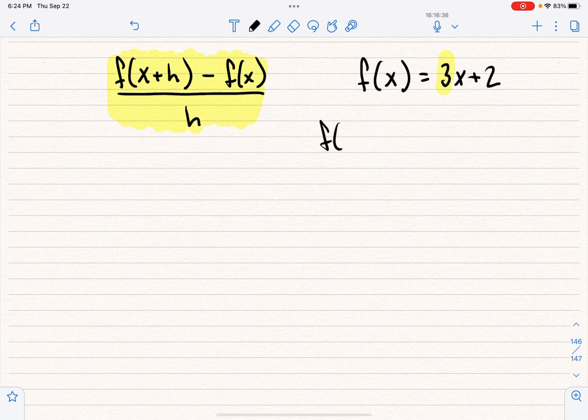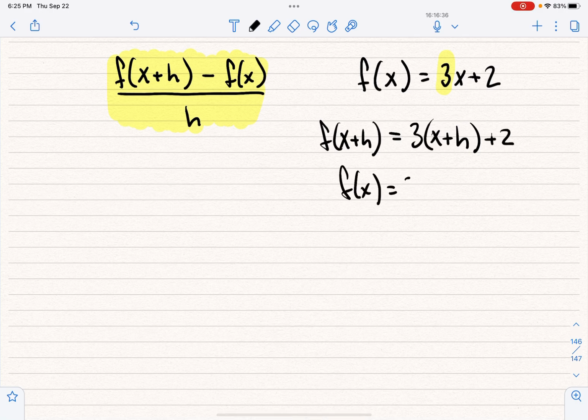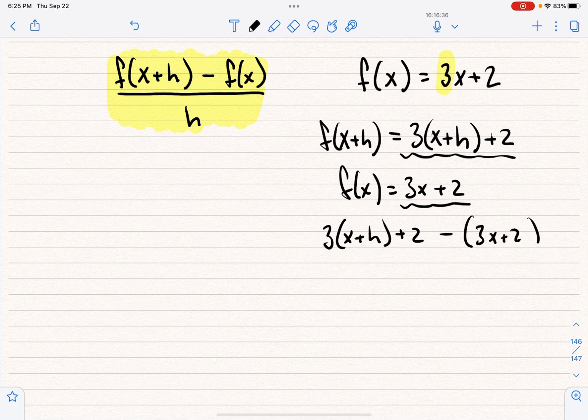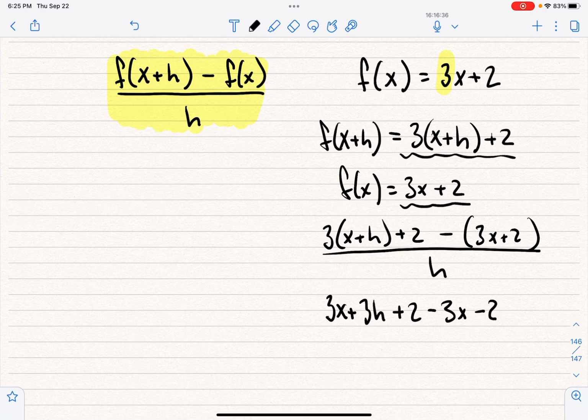You'd go, well, f of x plus h would be 3 times x plus h plus 2. F of x would just still be 3x plus 2. And so what you could do is take all of this and subtract this and put it over h. So you'd have 3 times x plus h plus 2 minus 3x plus 2, all over h. When you distribute here, you end up with 3x plus 3h plus 2 minus 3x minus 2, because we distribute that negative, all over h.